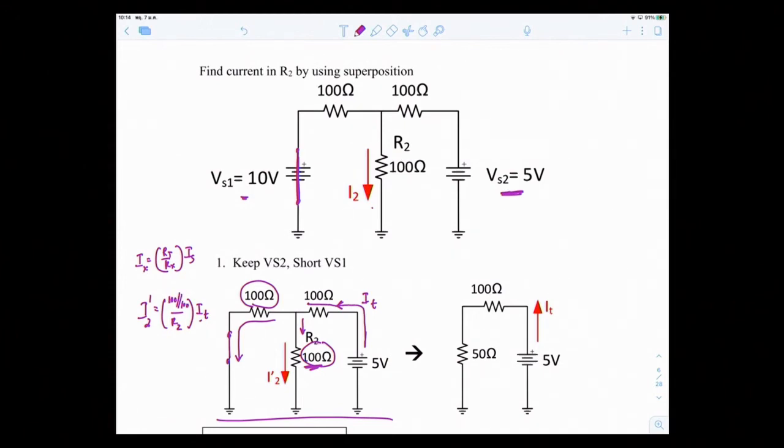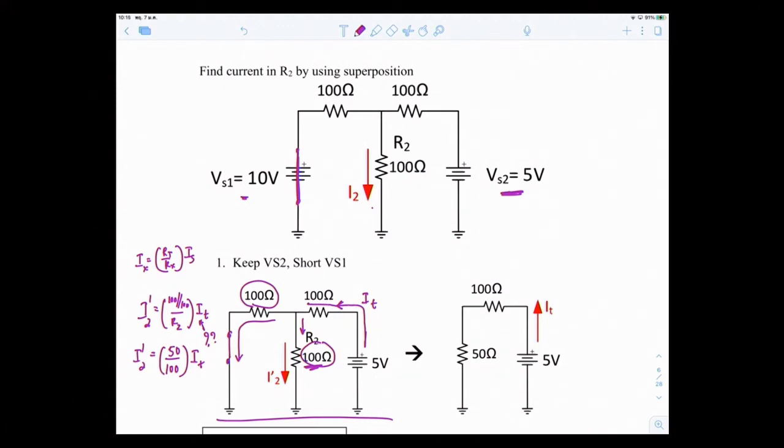So it's 100 ohms parallel with 100 ohms. So this will be my I2 prime. The thing is, I still don't know what my I total is. If I know I total, I would get the answer, right? So this is 100 parallel 100, which is 50, over R2, which is 100, multiplied by I total. This is I2 prime. So the only problem now is what's my I total.